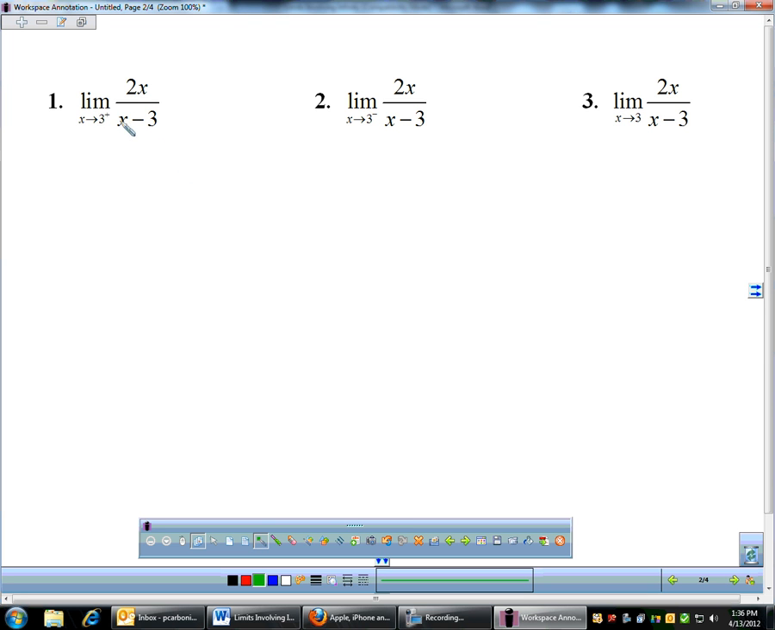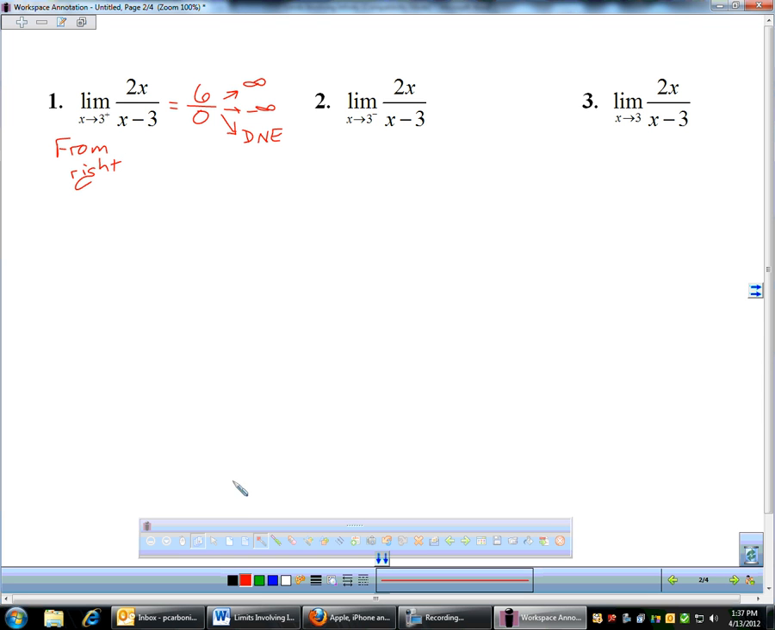The limit as x approaches 3 from the right of 2x over x minus 3. When I plug in 3, always try to plug in first, 2 times 3 is 6, 3 minus 3 is 0. Okay, that means I need to know if this is infinity, negative infinity, or does not exist. And the way we're going to figure this out is we're thinking this is a limit approaching 3 from the right side. And that's important here. You have to recognize that this is coming from the right.